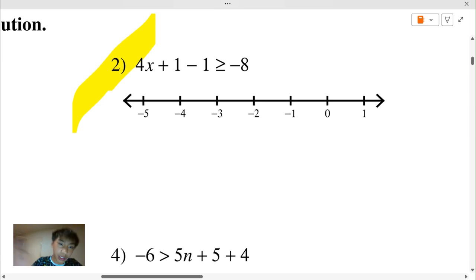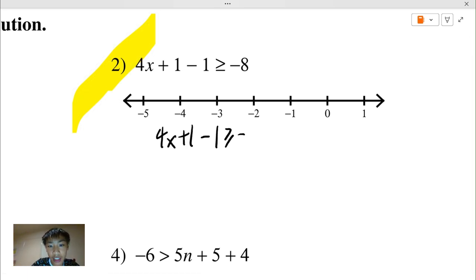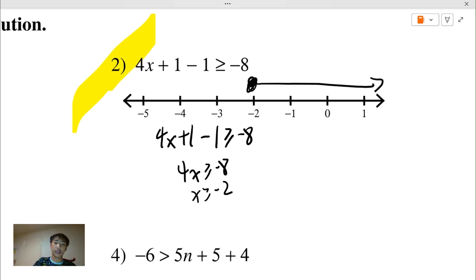So this one is very simple. We've got 4x plus 1 minus 1 is less than negative 8. So this equals 0, so 4x is greater than negative 8. We've got to divide by 4 on both sides, greater than or equal to, so remember that. So we hold that in, and we go right.